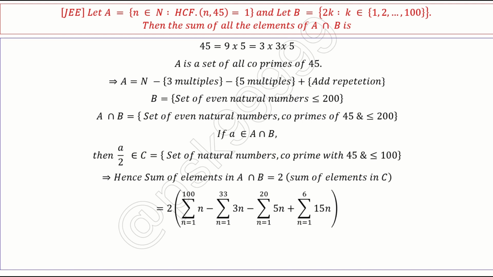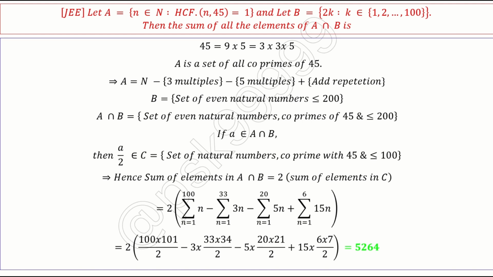Finally it is 2 times the sum of natural numbers from 1 to 100, minus sigma of 3n from 1 to 33. This is the 3 multiples, and why 33? Because 33 into 3 is 99, which is less than 100. Minus sigma of 5n from 1 to 20, these are the 5 multiples, and 20 because 5 into 20 is 100. Plus the repetition, sigma of 15n, n from 1 to 6, 6 because it is up to 90. If you take 7, it will become more than 100. So just simplify this and you will get the answer, that is 5264. This is the answer.